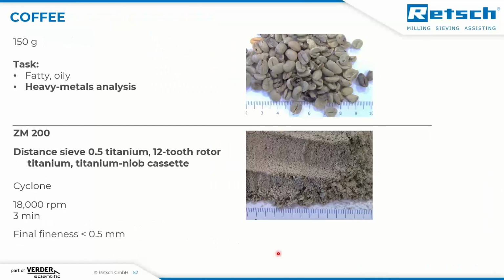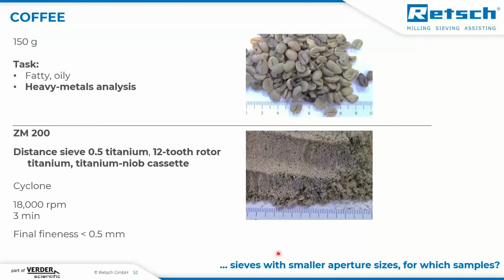Heavy metal free grinding is also possible. We then use equipment which is made of titanium or a titanium niobium coated cassette. So we avoid steel equipment, as in the example before with the mixer mill. That's also possible on the ZM200. For example, this ground coffee.